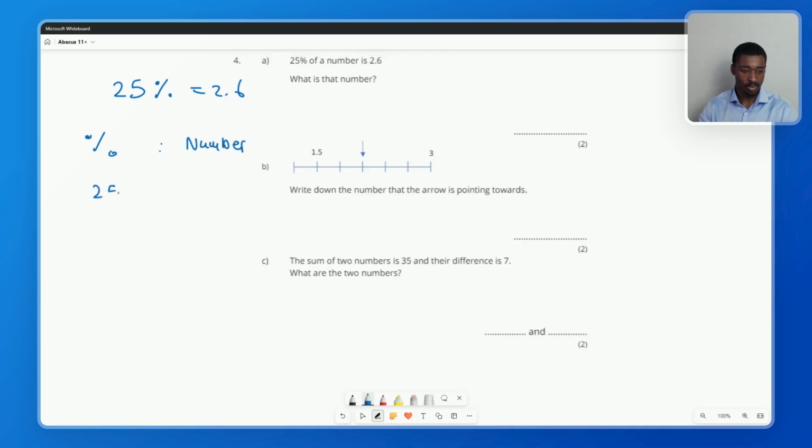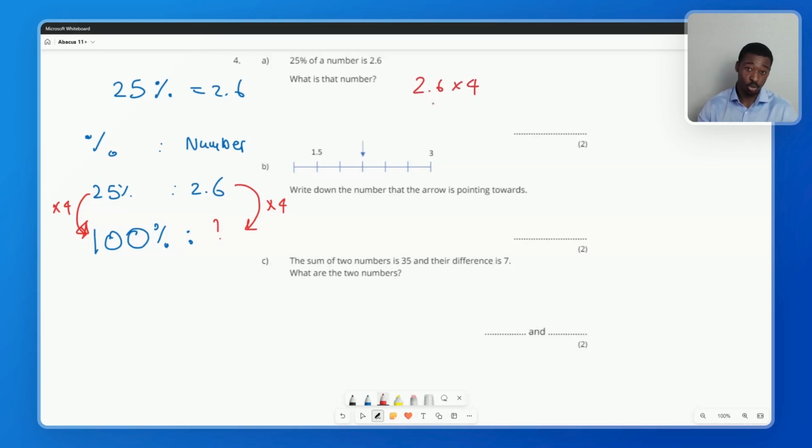Well, if 25% is 2.6, then we want to work out the full number, which is going to be 100%. Then we can think about it like this. Again, using our ratio understanding, to go from 25% to 100%, the full number, we multiply by 4. So to go from 2.6 to the full number, we again multiply by 4. So we have 2.6 times 4.